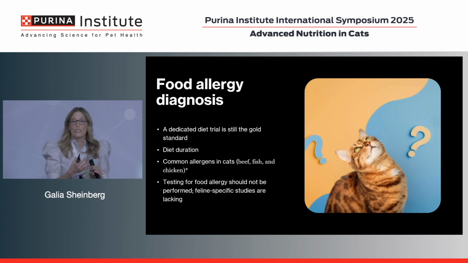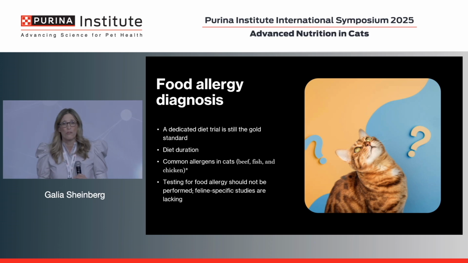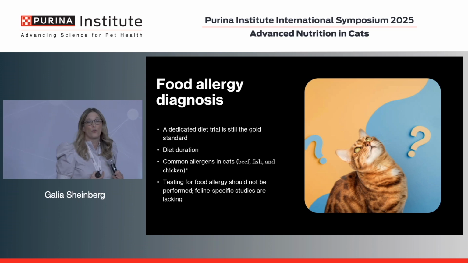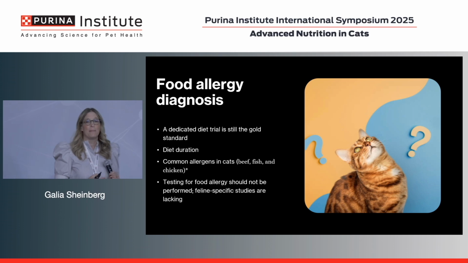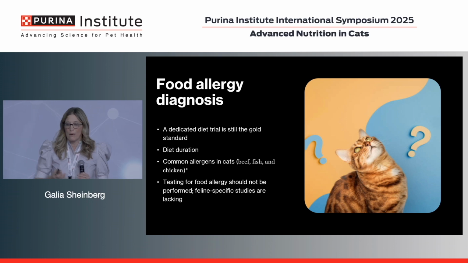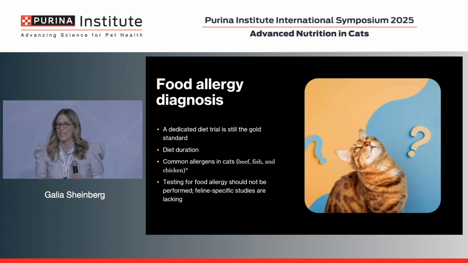Generally, as in dogs, I try to keep diet trials as short as possible because they're very difficult to do correctly. So my goal is to do 6 weeks. Sometimes we'll go longer, but many times we'll go shorter. And we want to have communication with the owner and understand what's going on with their cats. There are common allergens, and again, I'll refer to the limited literature that we have, where beef, fish, and chicken are the most common food allergens in cats.